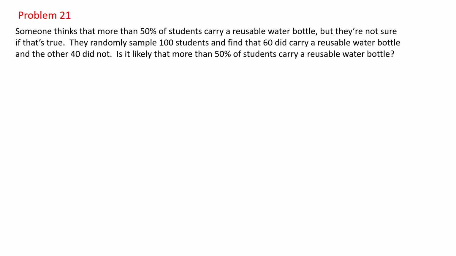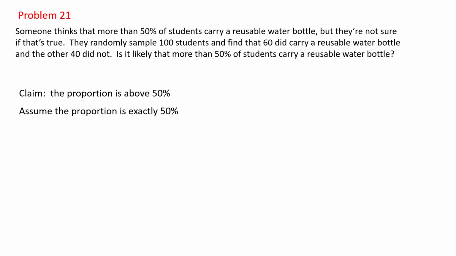Here's problem number 21. You'll notice in this problem they're asking us if a certain claim is likely. We might call this a hypothesis testing problem. Regardless of what you call it, the claim is made that a proportion is above 50%. What do we do whenever there's a claim that something is above or below a certain number? We temporarily assume that it is exactly that number.